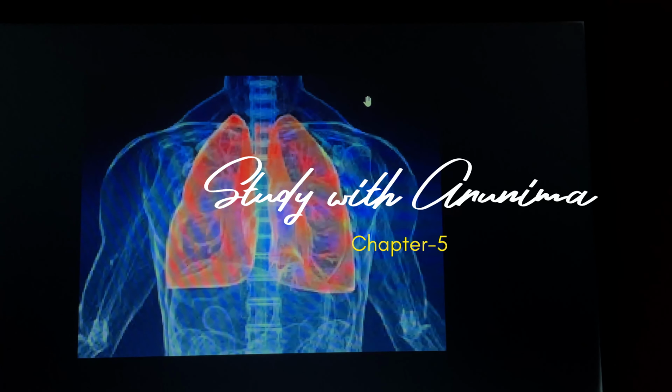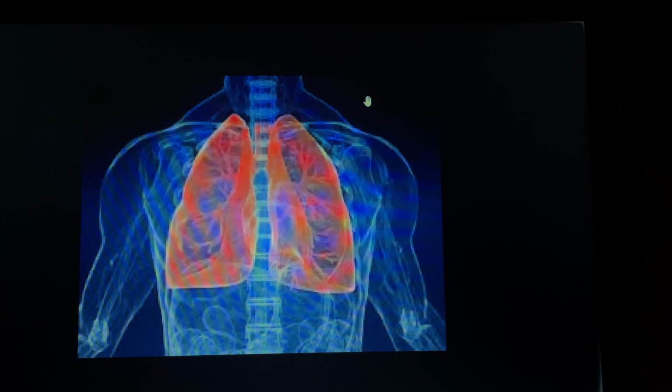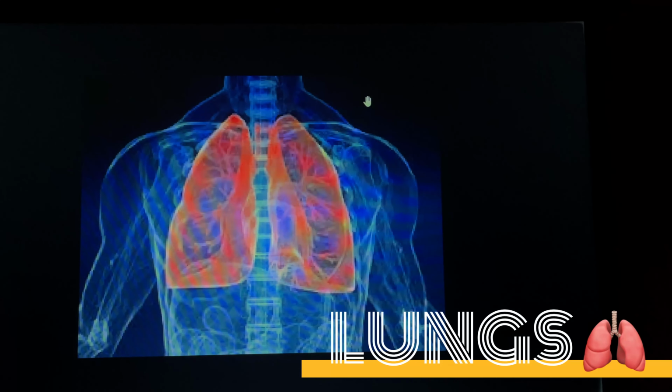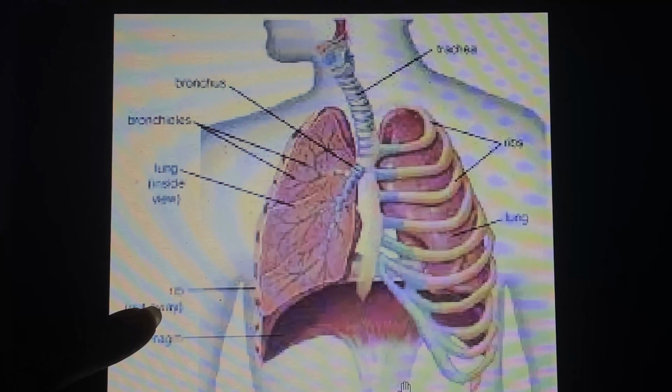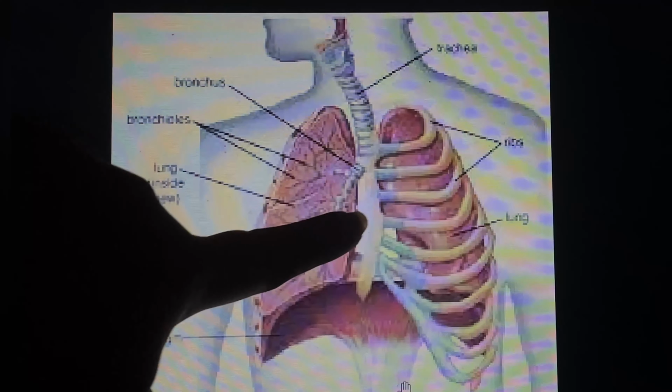So today we are going to discuss a topic on lungs. Here the lungs occupy the major portion of the thoracic cavity, leaving a little space for the heart.